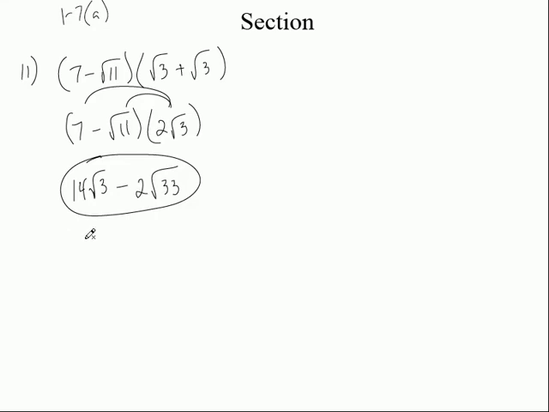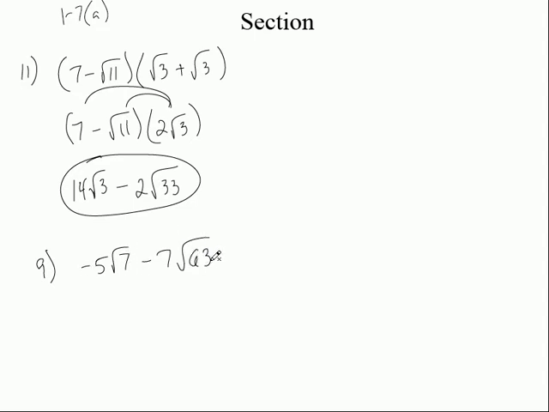Anything else from 1.7a? Which one? 9? Okay. 9. Negative 5 square root of 7 minus 7 square root of 63.